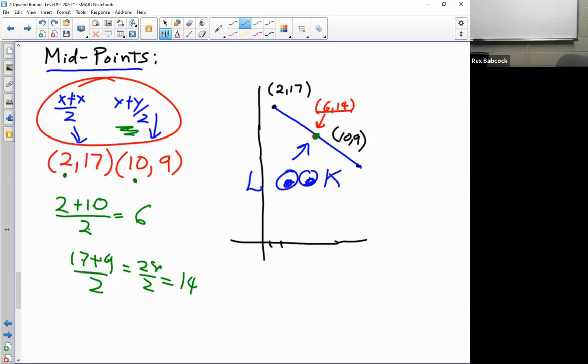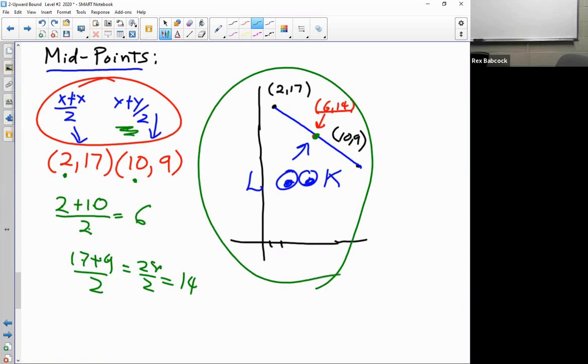What I like about it is you can make a rough sketch like I've done here and see what it looks like. It's got to look correct. And that's a good thing. It's an easy way to check your answer, I think, anyway.